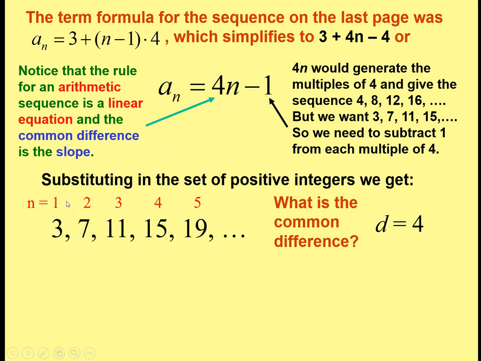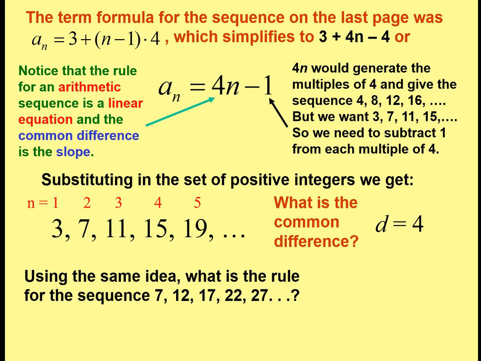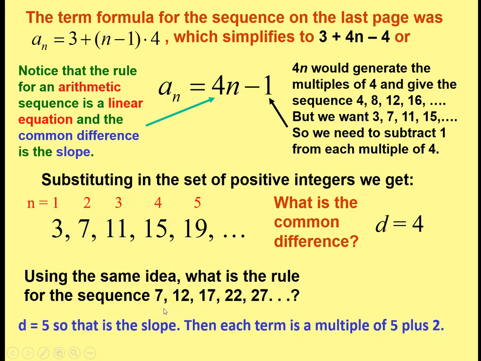So using the same idea, what's the rule for the sequence 7, 12, 17, 24, and 27? Well, notice that you're adding 5 between each term, so that's the slope. Then each term is a multiple of 5 plus 2. 1 times 5 plus 2 is 7, 2 times 5 plus 2 is 12, 3 times 5 plus 2 is 17. So in general, then the formula is 5n plus 2.